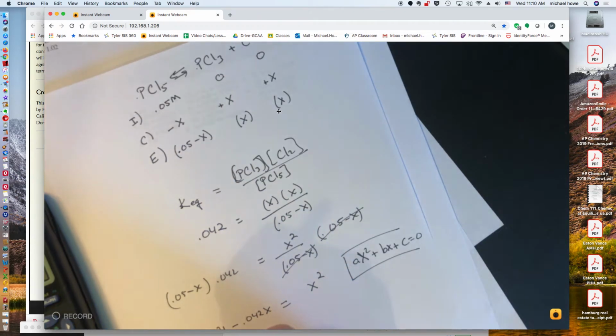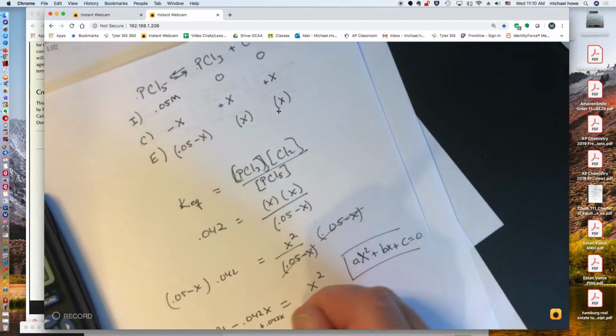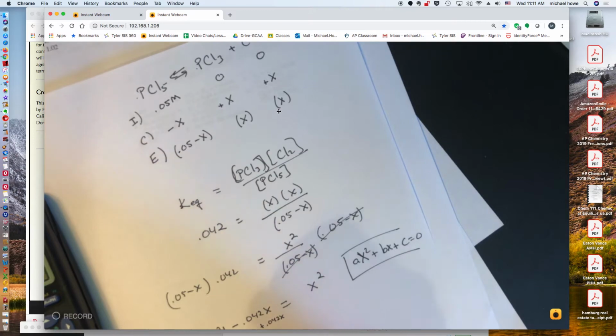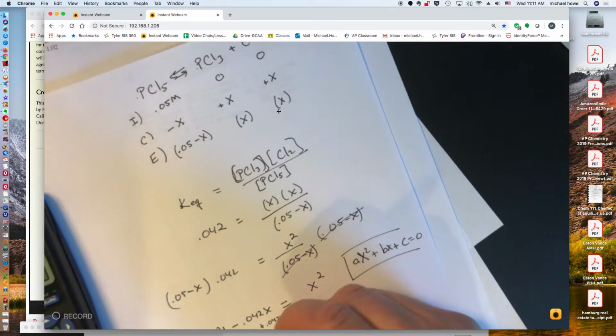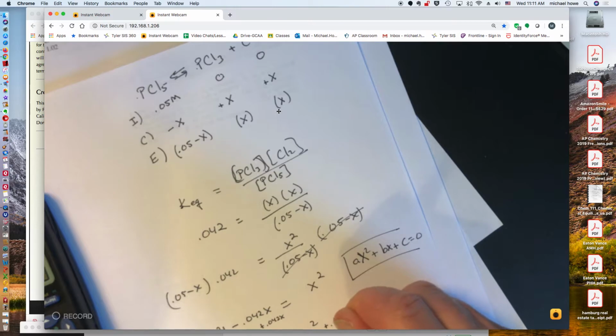So I'm going to subtract 0.0021. I'm going to add 0.042x, and that's going to equal x squared. So what I have here, this minus that is 0. And that plus that is 0. So I end up with x squared, and I'm going to have to add the 0.042x, so plus 0.042x.